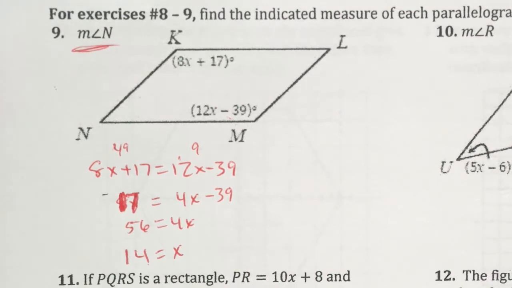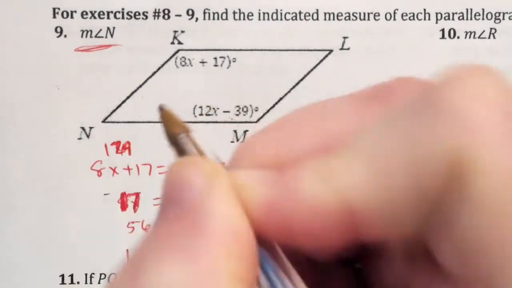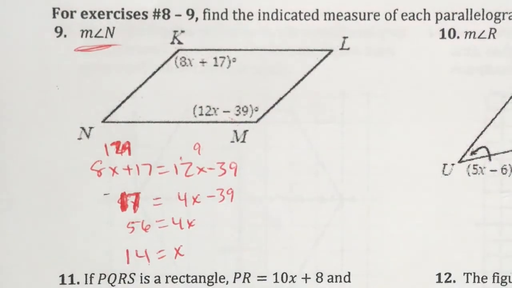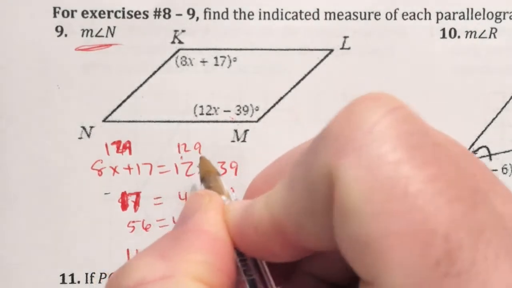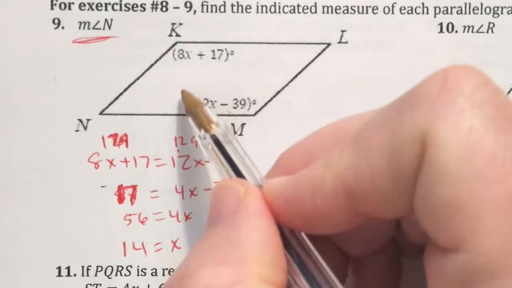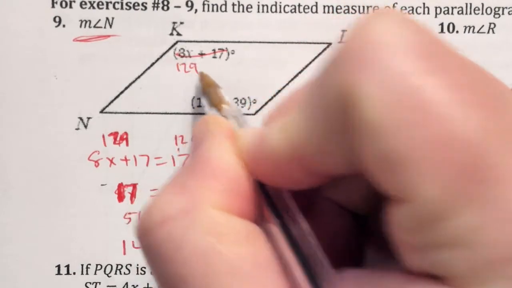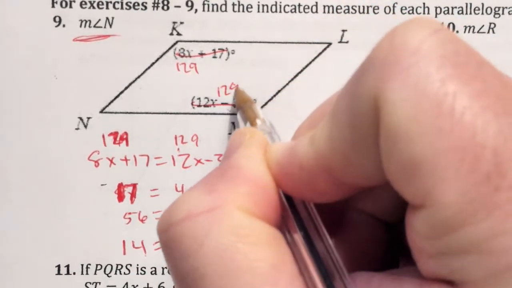8 times 14 plus 17, that's supposed to be 129. And then 12 times 14 minus 39, that's 129. So you just saw me catch my mistake. I thought it was 4, it was 14. So when you plug it back in, this right here turns into 129, and this right here turns into 129.